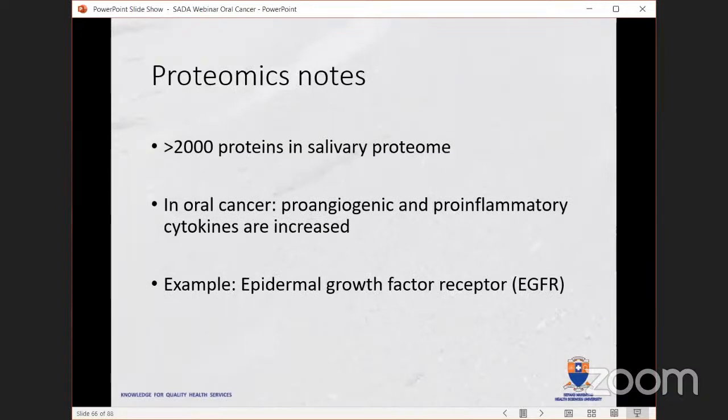Salivary proteome contains more than 2,000 proteins and peptides that are all involved in various biological functions in the oral cavity. So salivary proteomic analysis has distinct benefits over blood and is commonly used in the diagnosis of oral squamous cell carcinoma. Pro-angiogenic, pro-inflammatory cytokines are raised in saliva of oral precancer and cancer patients compared to controls, which suggests its possible efficacy as an indicator of malignant transformation from oral precancer to cancer.